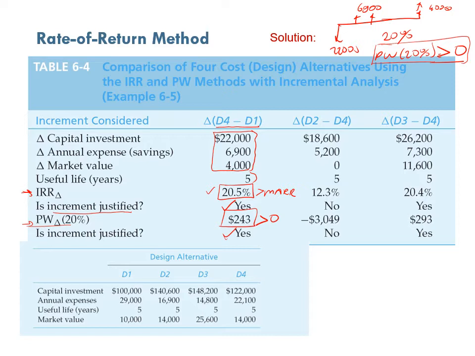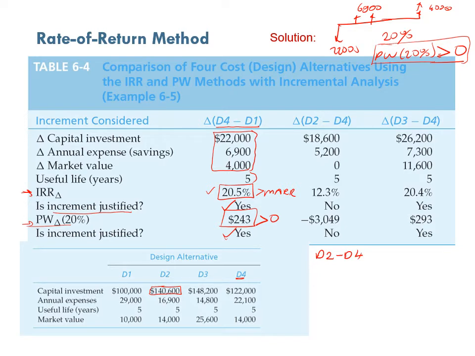So next one in sequence with the capital investment value, the next highest capital investment value is D2. And since D4 is now our new base project, I need to look at the difference between D2 and D4.